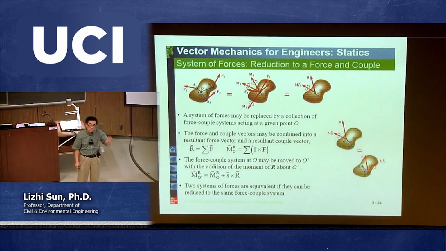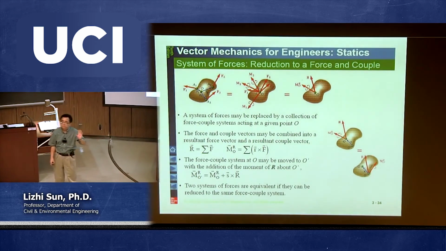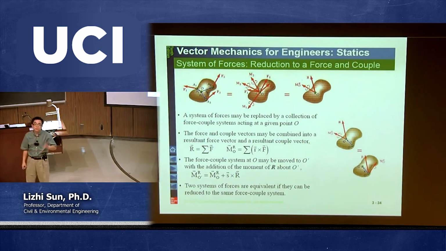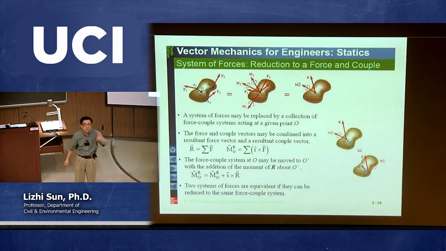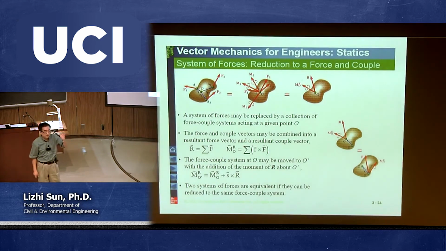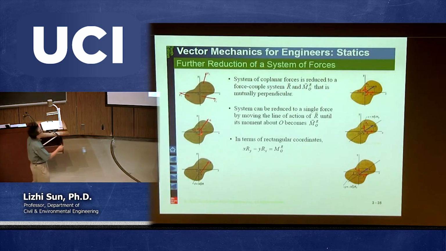The answer is no. For the three-dimensional problem, in general, the answer is no. You cannot find a point such that when you move all the forces to that point, the resultant moment happens to be 0. There's no way you can find it. But for the two-dimensional problem, it's guaranteed to find one, or guaranteed to find a couple of points. And that is what we are talking about.